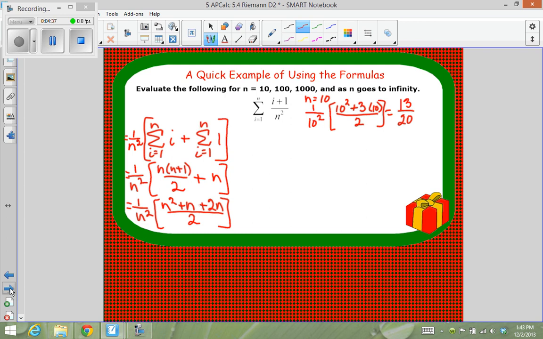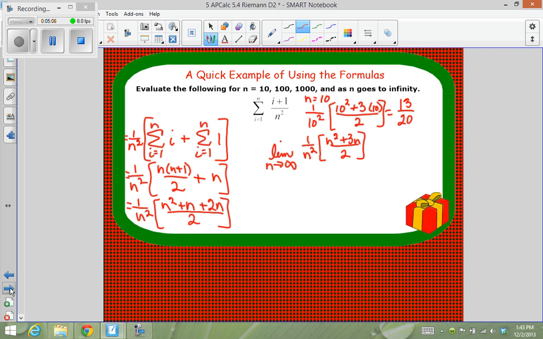Okay, I want to be sure, though, that we do get the n goes to infinity. And that one's an important one. So if I want my limit as n goes to infinity of my sum down there, the 1 over n squared times n squared plus 3n all over 2.